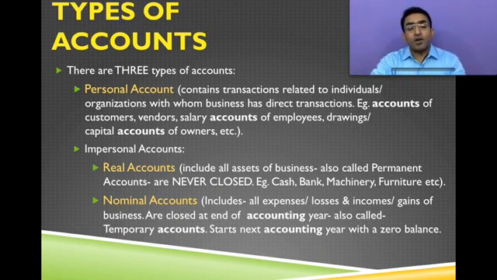The third is the nominal account. These are the expenses, incomes, losses and gains. They are closed down every year. They are temporary nature accounts. Every single year you have to create a new account for them. Clear? That means for every financial year, you have to have a zero balance to start with these.